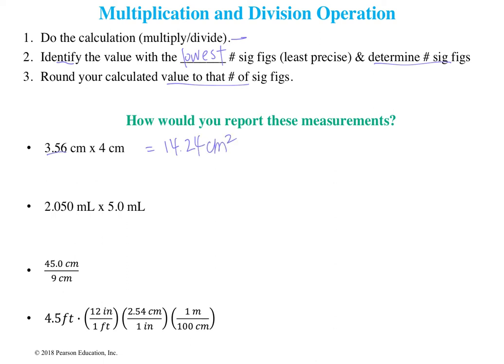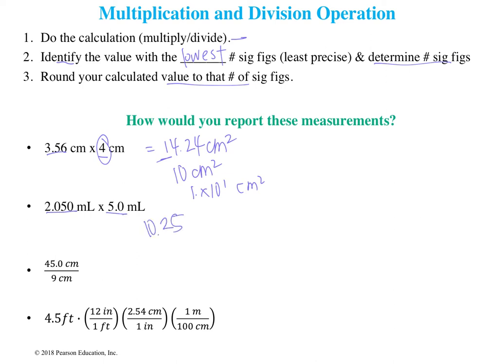So I look at these values. This has 3 sig figs, this has 1. So this was our least precise value with 1 digit. So I'm just going to report this as 10 centimeters squared, or because only the 1 is significant, I could write 1 times 10 to the 1. So there's just a scientific notation version.